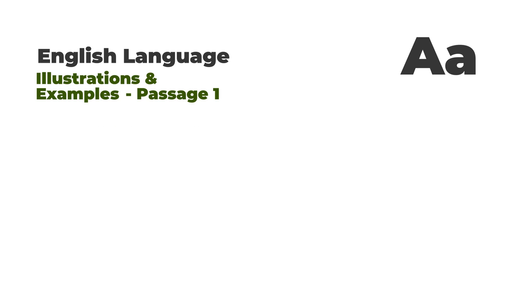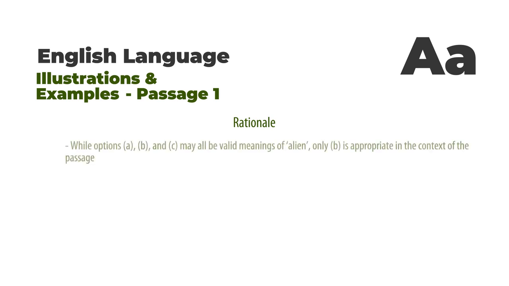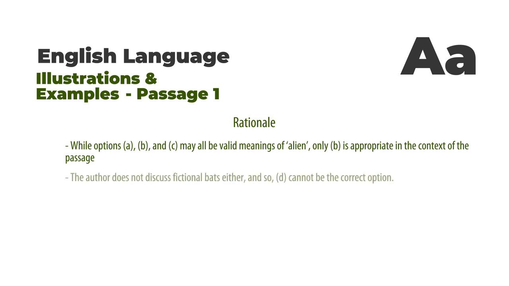Here is the rationale behind the choice. The correct answer is B. Unfamiliar and disturbing. While options A, C, and D may all be valid meanings of alien, only B is appropriate in the context of the passage since the author does not suggest that the bats in question are from another country or planet. The author does not discuss fictional bats either, and so option D cannot be the correct option.